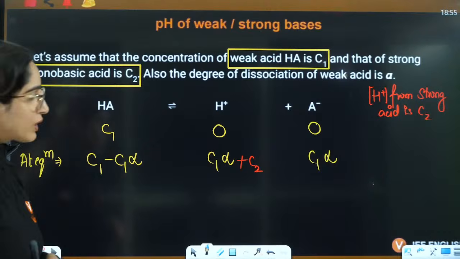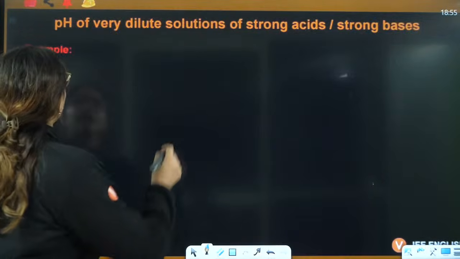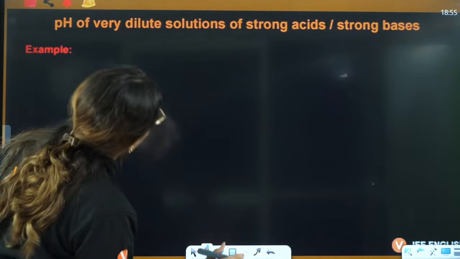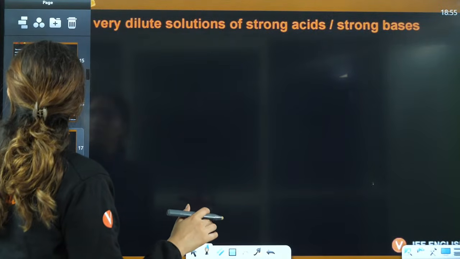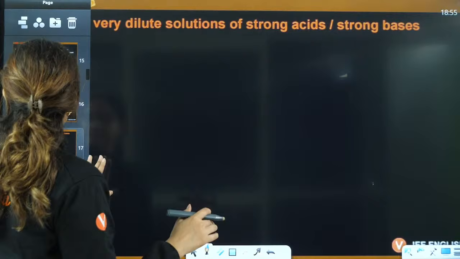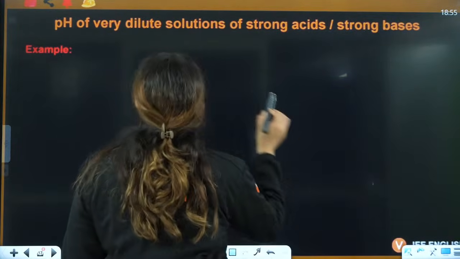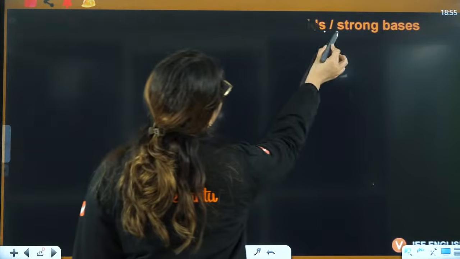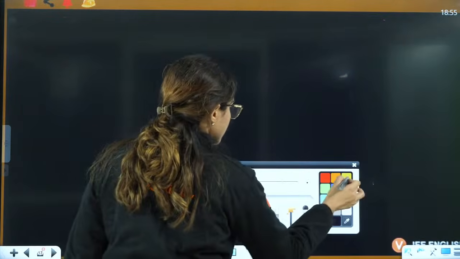Right? Now what is the value of Ka? Tell me, what is the value of Ka? Ka is going to be... wait a minute. No, I think this is by mistake. This we have done before also. This is by mistake.